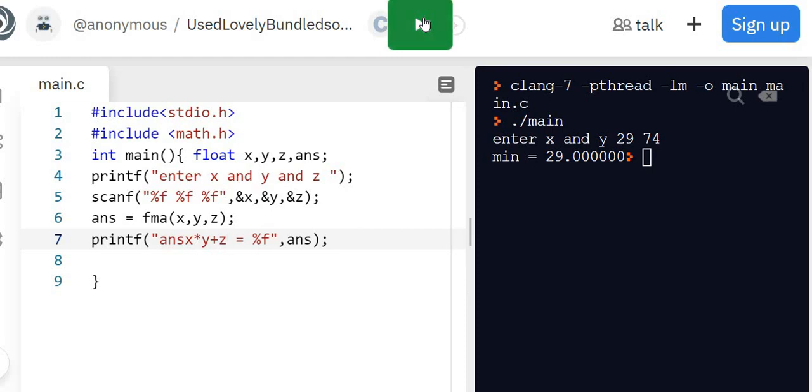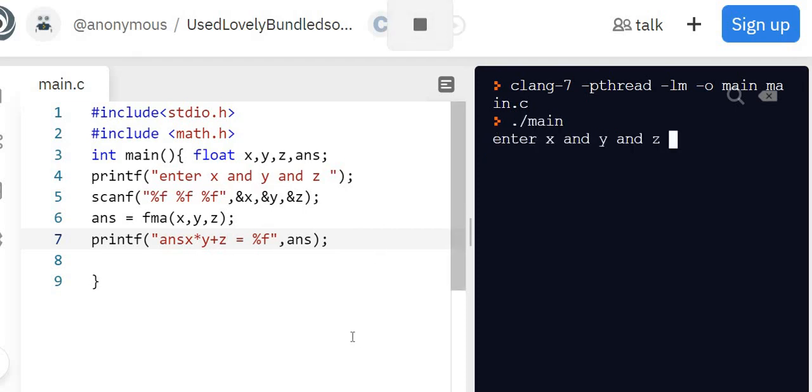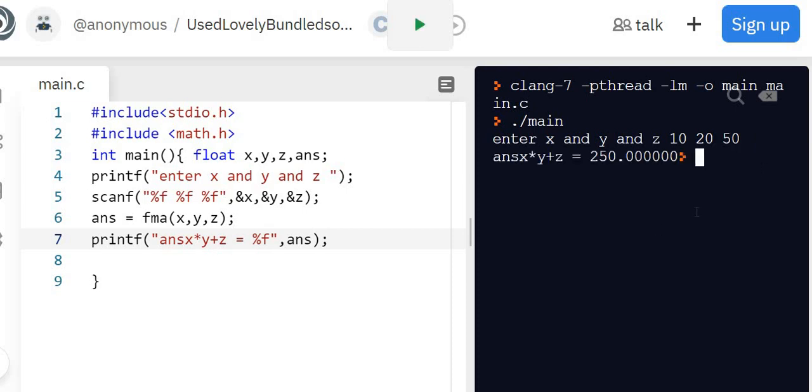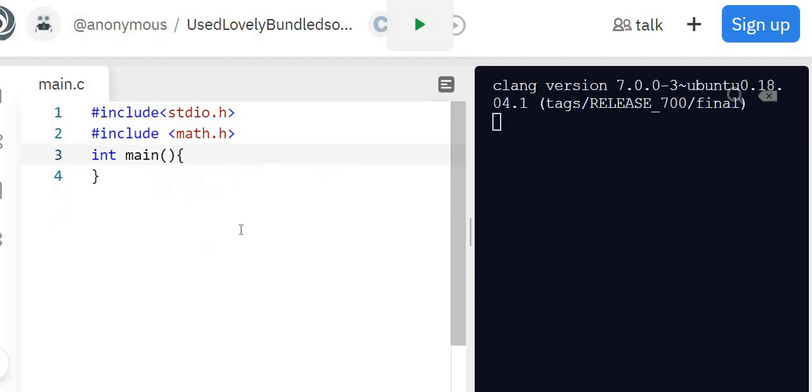Let's run this. Give simple values x, y and z. Suppose I give x as 10, y as 20 and z as 50. So what is the expected answer? 10 into 20, that is 200 plus 50, so 250. So it is giving 250. Okay, so you can give any numbers and get the answer x into y plus z.